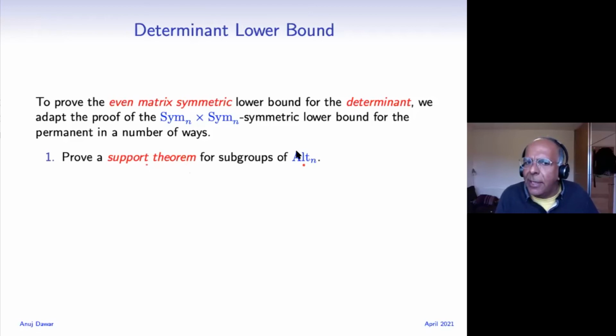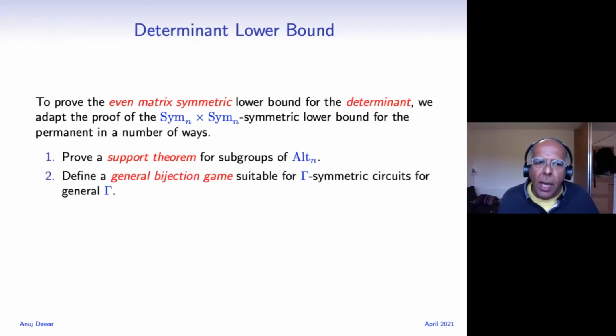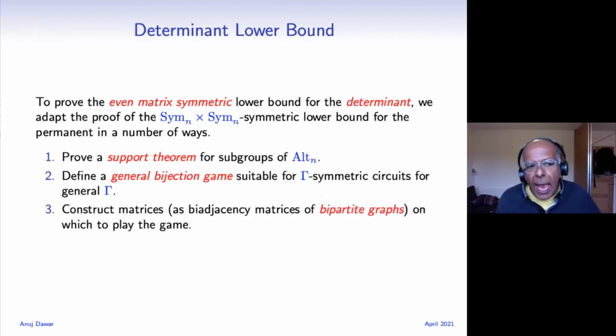But this is actually the easy bit, because it's actually easier for Alt-n than it was for Sym-n. We define a generalized version of the bijection game, which works for gamma-symmetric circuits for general gamma, rather than just Sym-n symmetric circuits. And then actually the hardest work is constructing these matrices with different determinants. And we do get them again as bi-adjacency matrices of bipartite graphs on which we play these spoiler-duplicator games, but these generalized games.